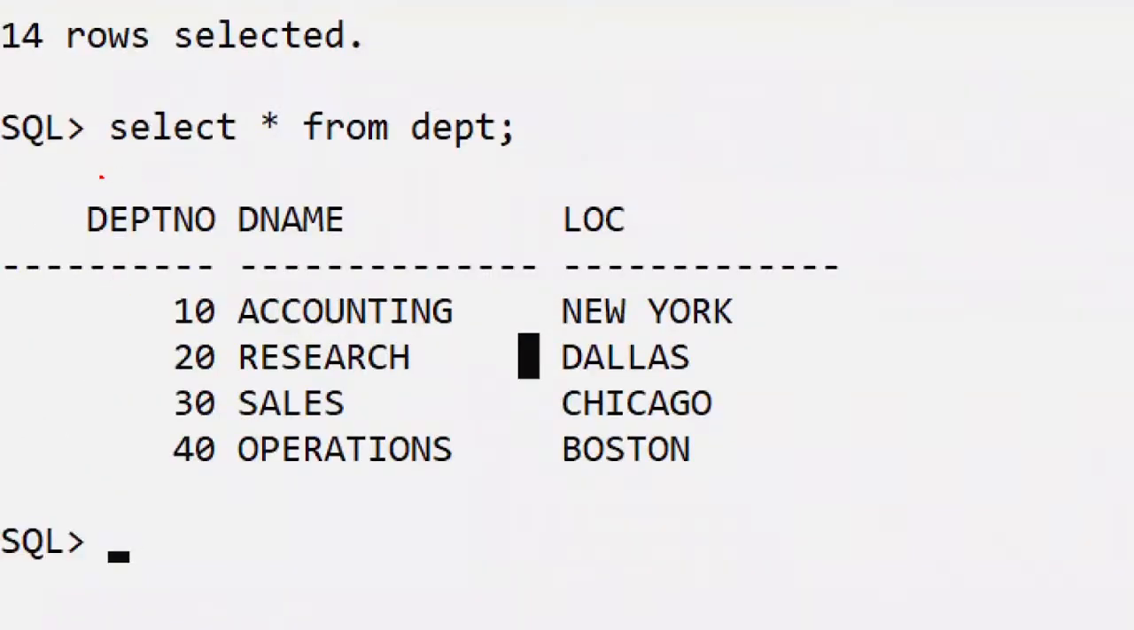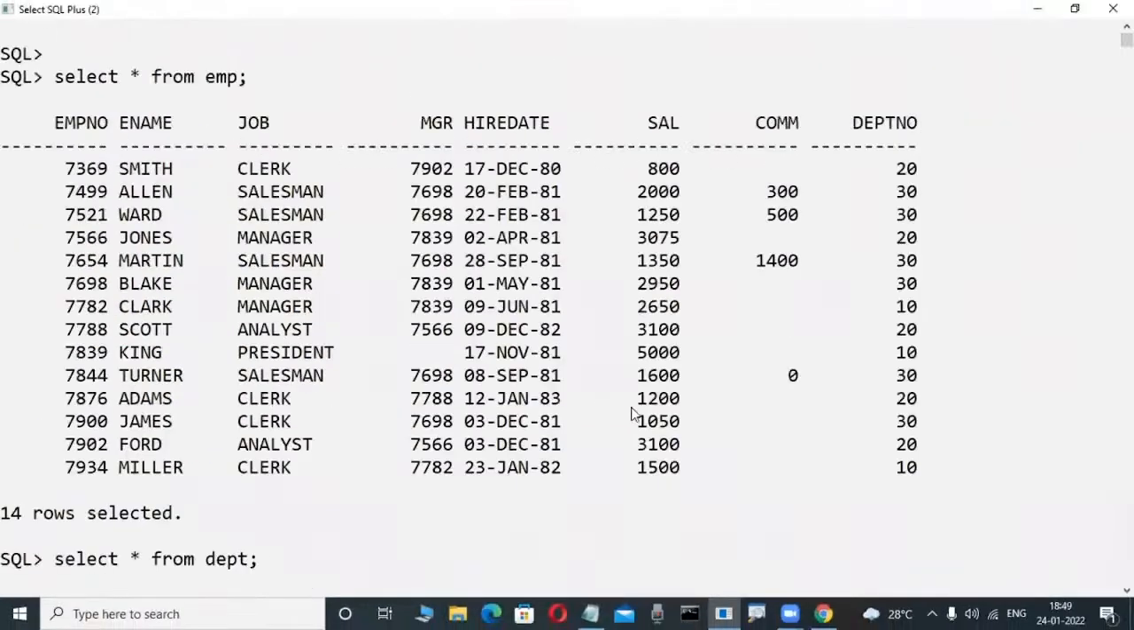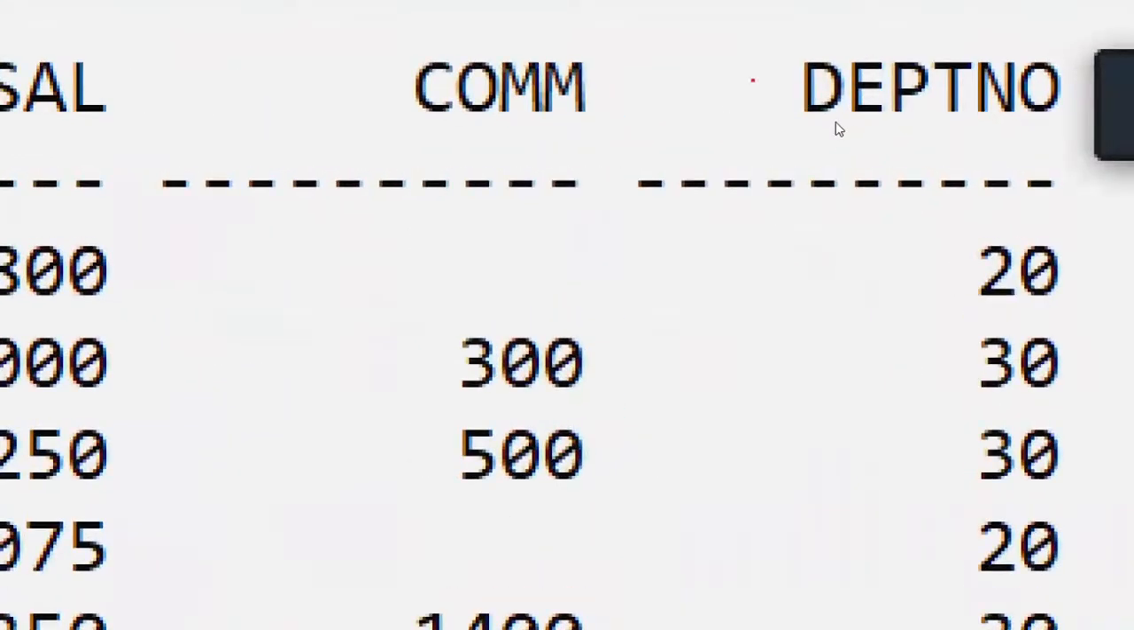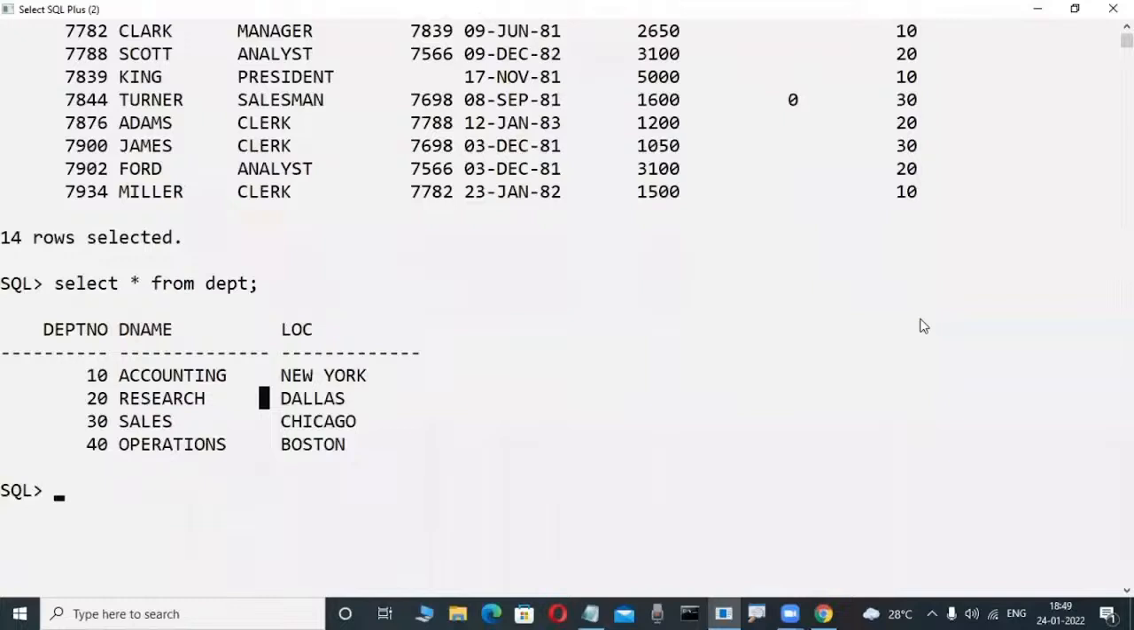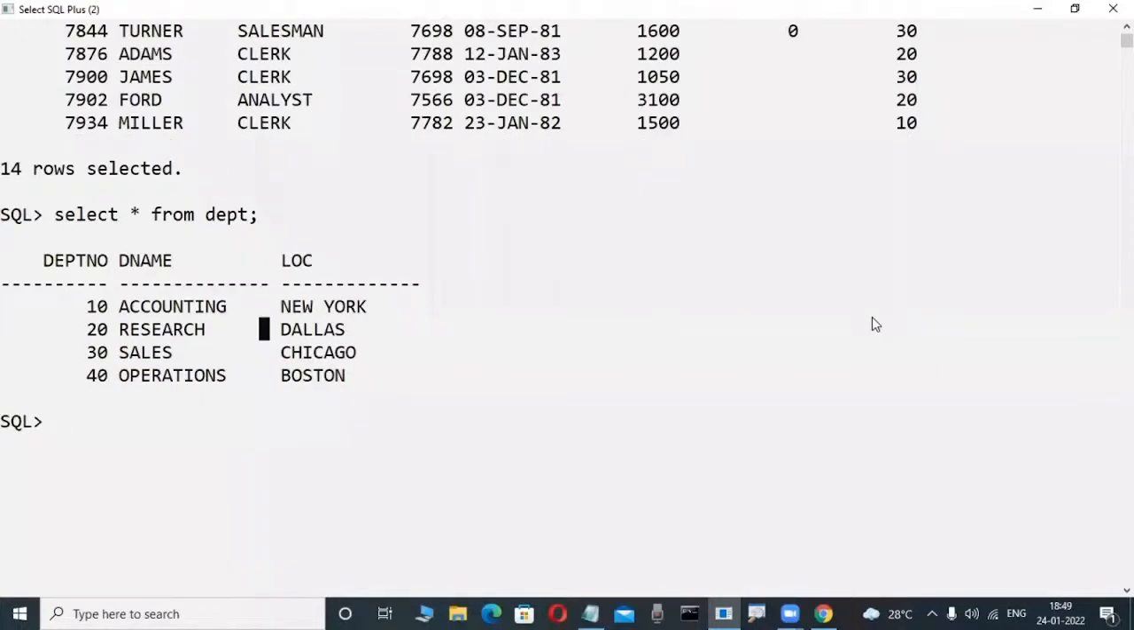One column is there. DEPT number is a column in the DEPT table. Compulsory, master and child means common columns are there. Observe here, in the EMP table also, department number is a column. Based on this only, which one is a master and which one is a child, you can easily identify. Easy.